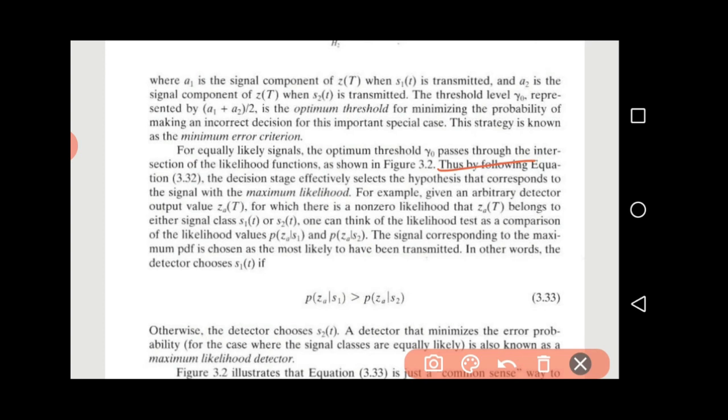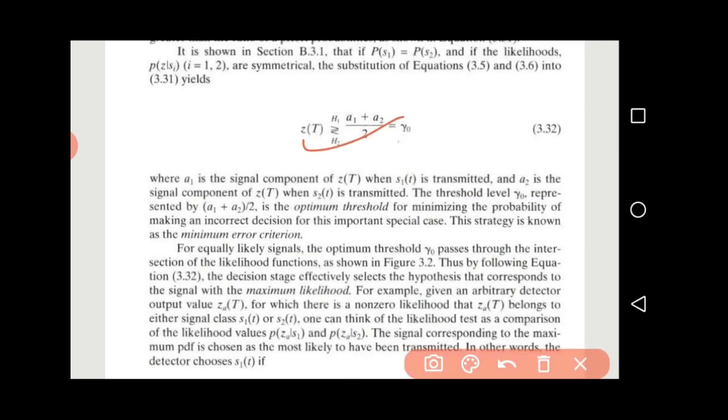Thus, by following equation 3.32, the decision strategy effectively selects the hypothesis that corresponds to the signal with maximum likelihood. For example, given an arbitrary detector output z(T), za, for which there is a non-zero likelihood, and za belongs to either signal class s1(t) or s2(t), one can think of the likelihood test as a comparison of likelihood values of p(za|s1) or p(za|s2). The signal corresponding to the maximum PDF is chosen as the most likely to have been transmitted.